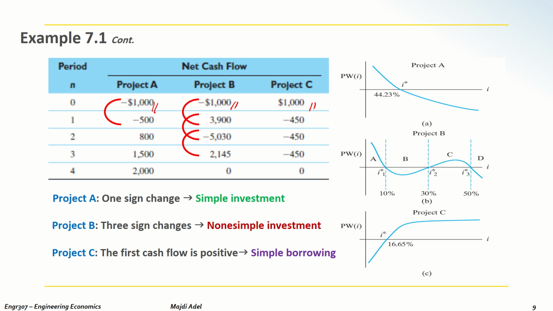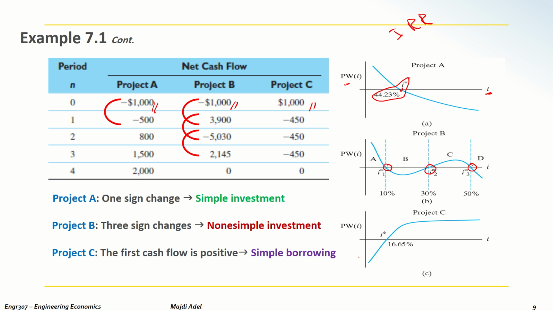We classify it as a simple borrowing project. And if you can see the diagram for project A, there is only one interest rate that makes the present worth equal 0. This is the present worth, and this is the interest rate. At 44.23, the present worth is 0. And if you go back to the definitions, the interest rate that makes the present worth equal 0 is the internal rate of return.